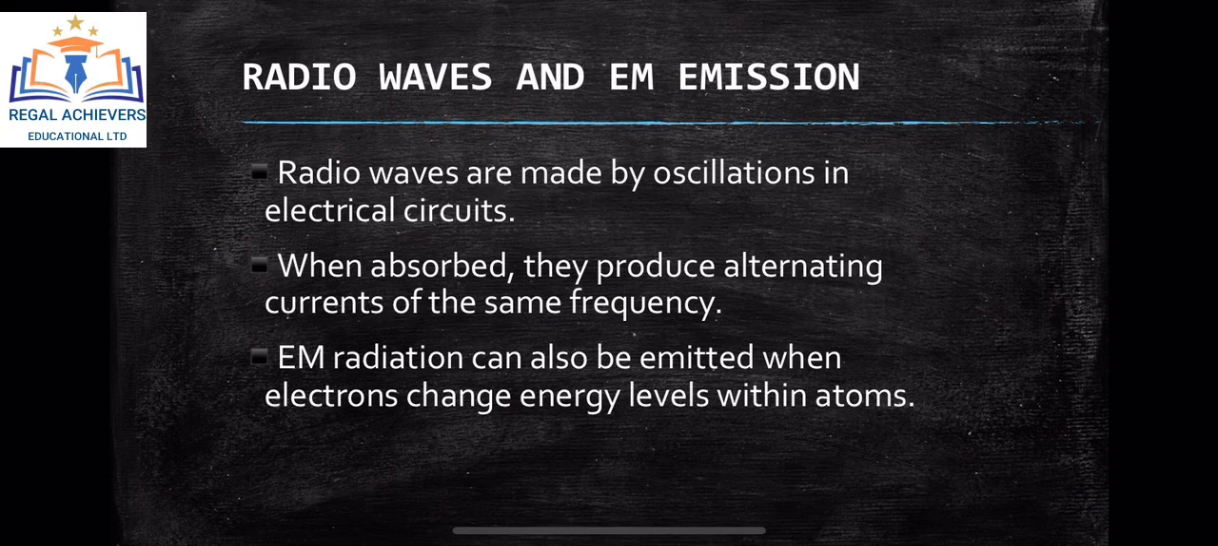Radio waves and EM emission. The radio waves are made by oscillations in electrical cycles. When they are absorbed, they produce alternating current of the same frequency. EM radiation can also be emitted when electrons change energy levels within atoms.